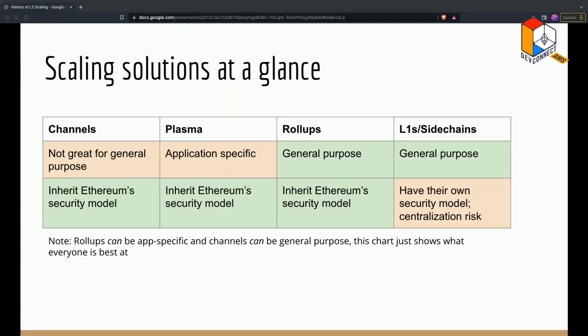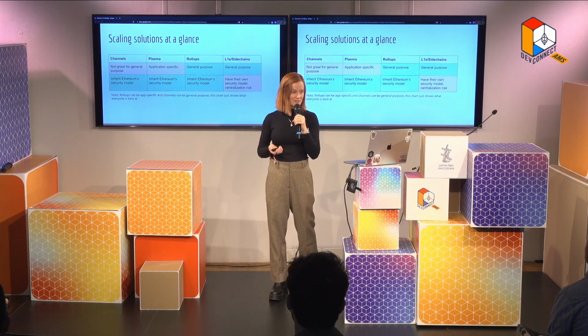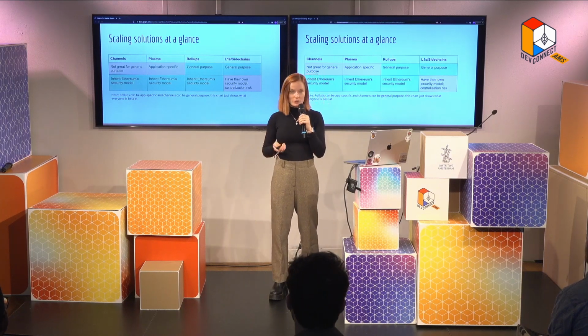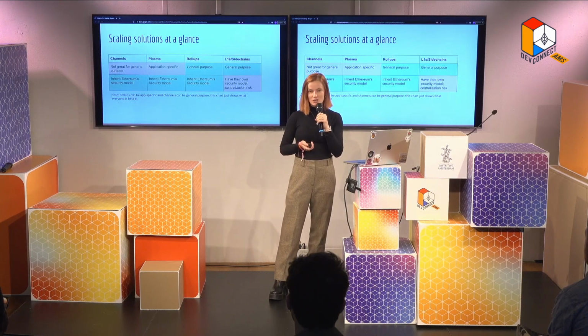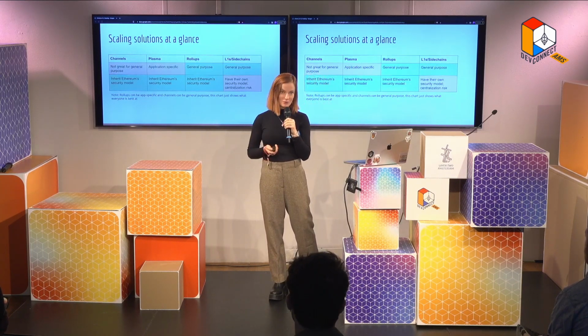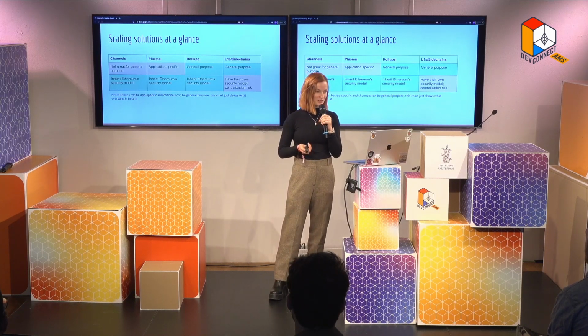And just looking at the four major categories of different scaling solutions, we can see some differentiating factors. Channels are plausible for general purpose, but really just not great. You can technically do it, but this doesn't make a lot of sense. Plasma is pretty application specific as well. Rollups and L1s are great for general purpose, and of course, with L1s and sidechains, you don't inherit Ethereum security model, which we're all here, so therefore we all probably are pretty bullish on it.